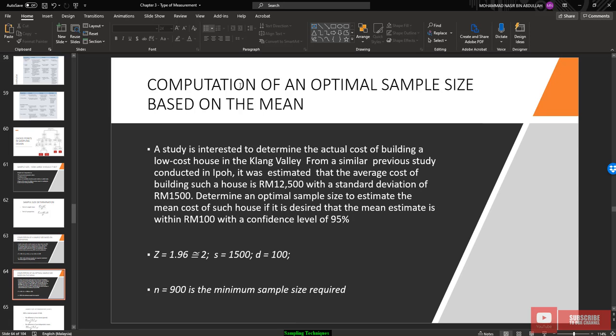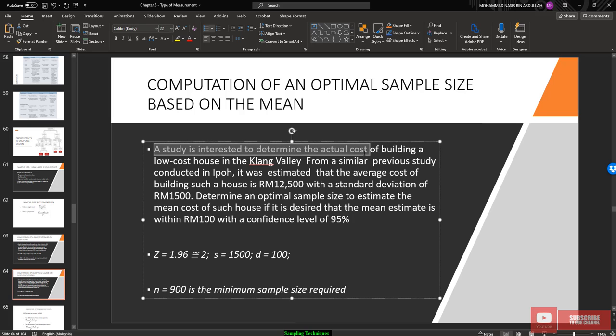Right, computation of optimal sample size based on mean. So look at this one. A study is interested to determine the actual cost of building a low-cost house in Klang Valley from a similar previous study conducted in Ipoh. It is estimated that the average cost of building such a house is 12,500 with a standard deviation of 105,000.